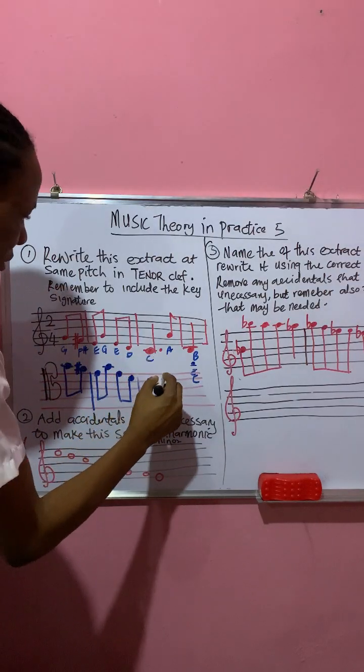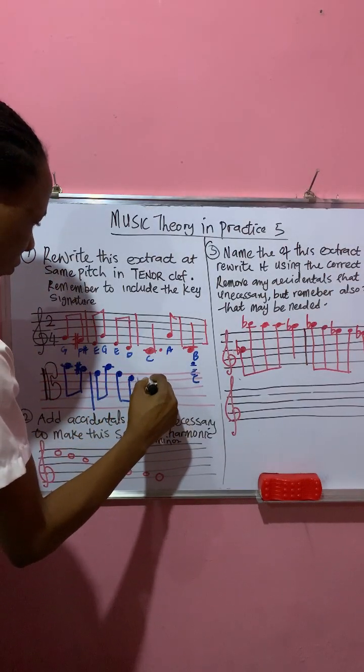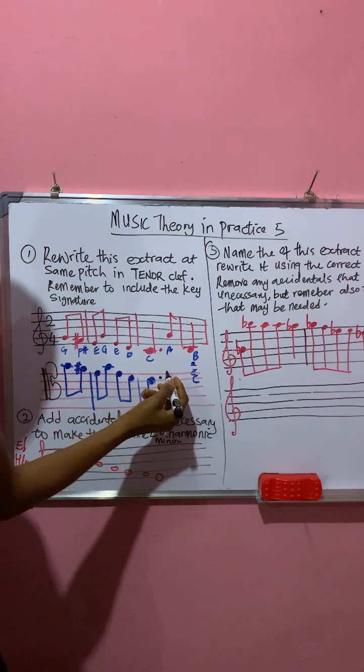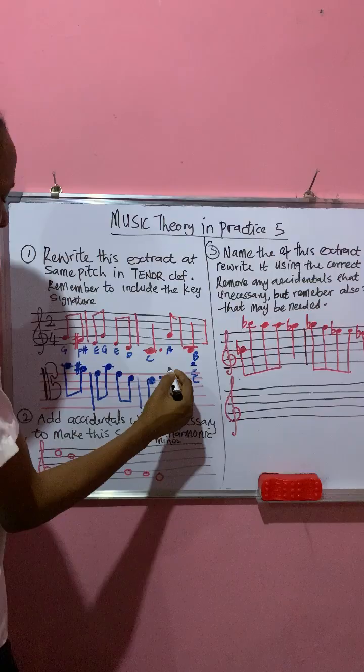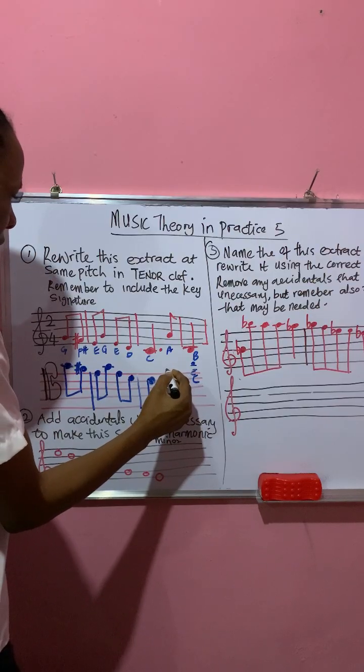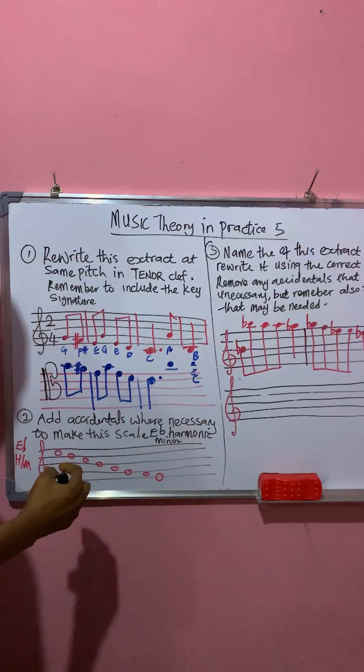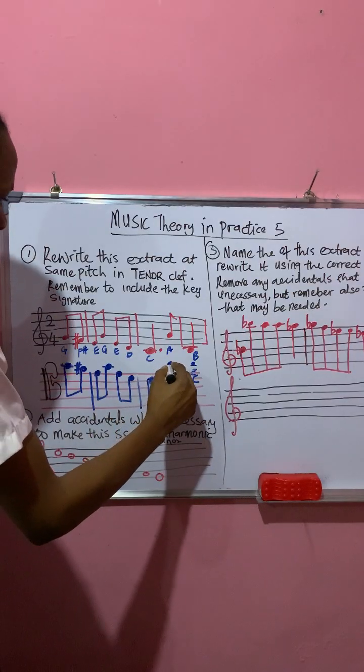Then we have A. If G was the first ledger line above, that means A is going to be the space above the ledger line. So that's how we get our A.